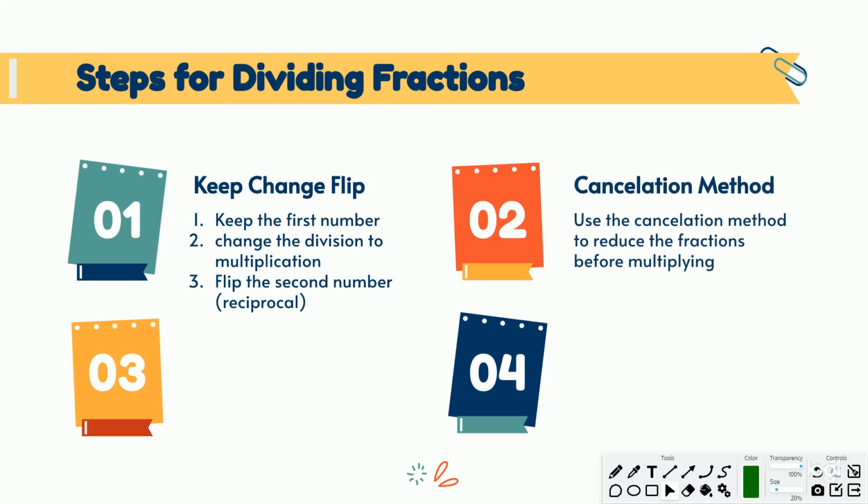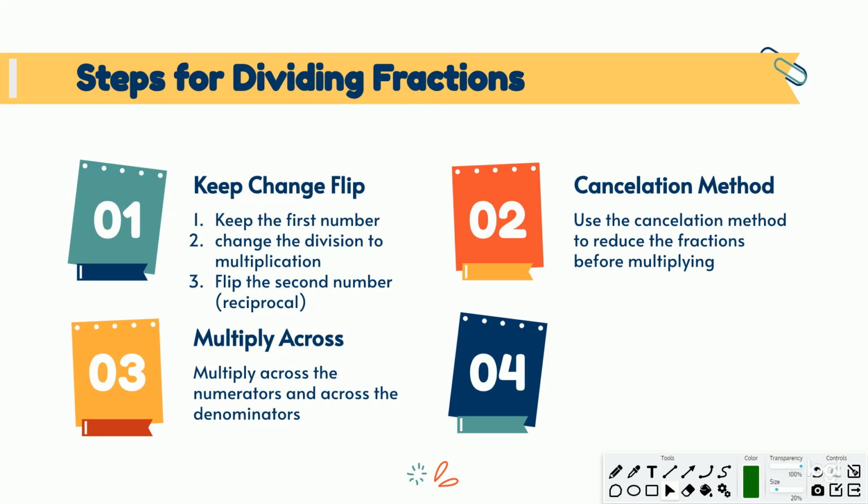After we do that, we need to then look and do our cancellation method we learned in our last section. And we're going to use the cancellation method to reduce the fractions before we multiply across, because it makes it a lot easier if we simplify first than if we have to at the end. After we use our cancellation method, we need to just multiply across. We're going to multiply across the numerators and then multiply across the denominators.